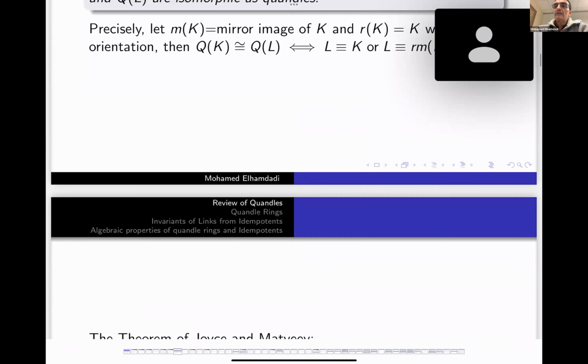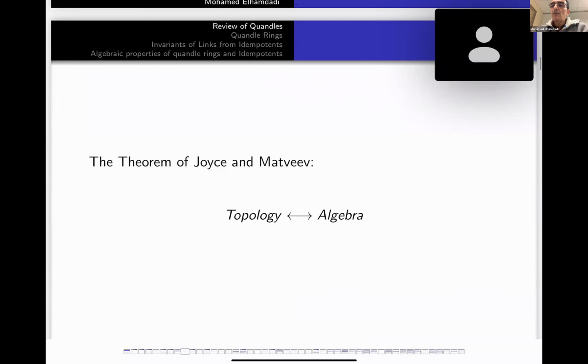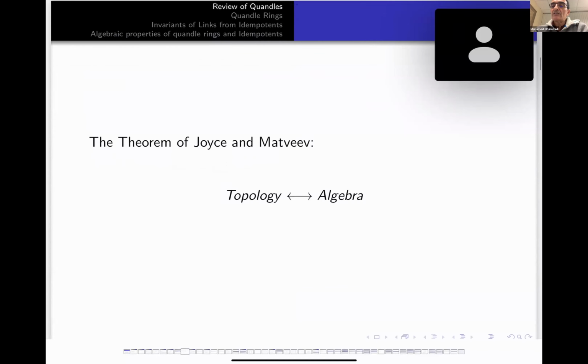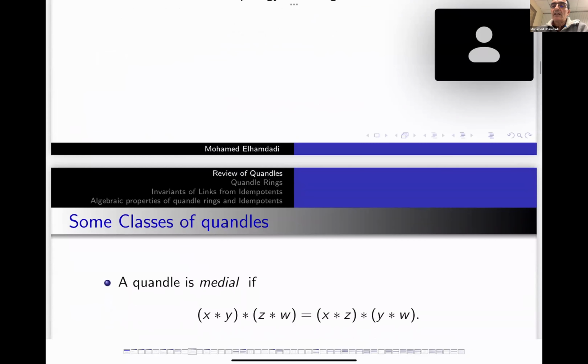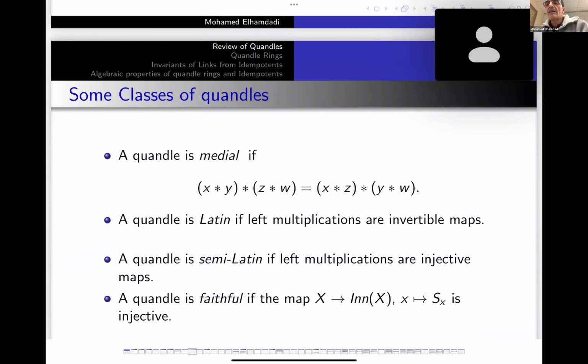Now, proving isomorphism of quandles is not an easy problem. It's also difficult. But what we do is we consider some representations, and then we are able to distinguish knots. Let me talk about some classes of quandles.